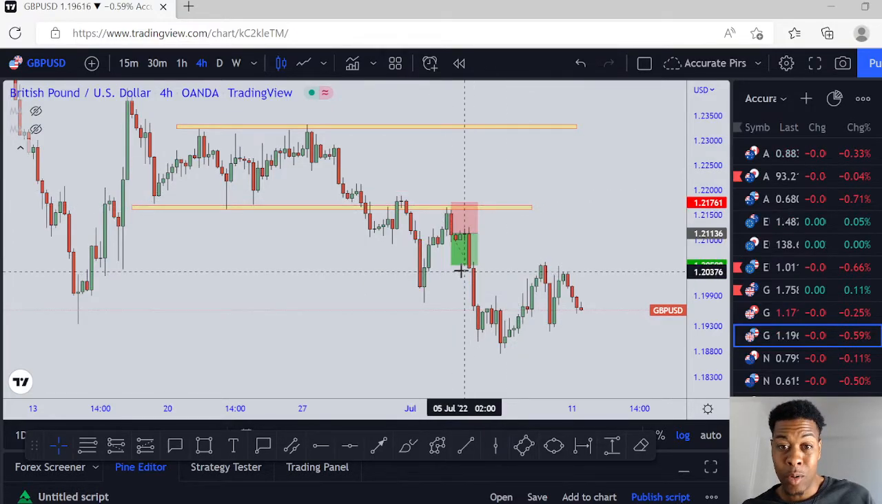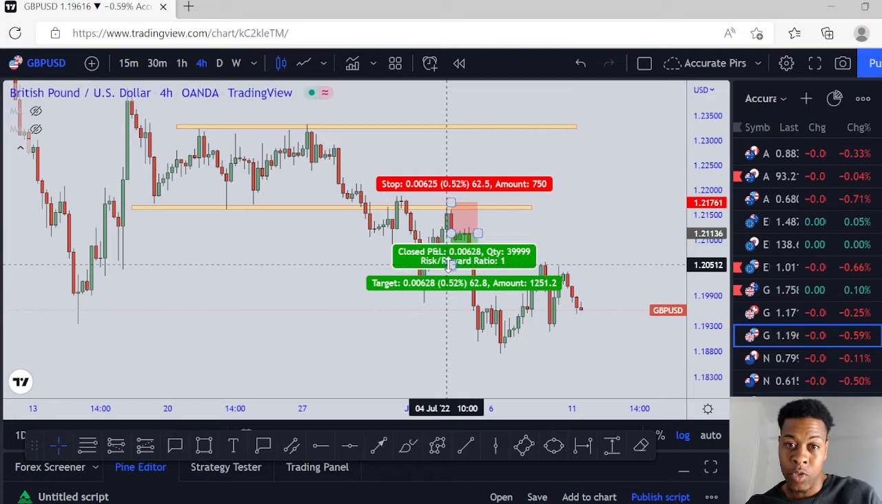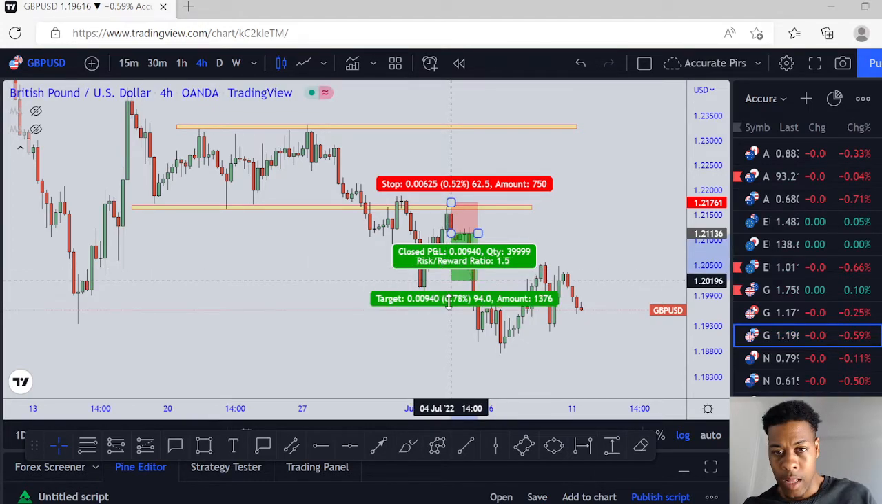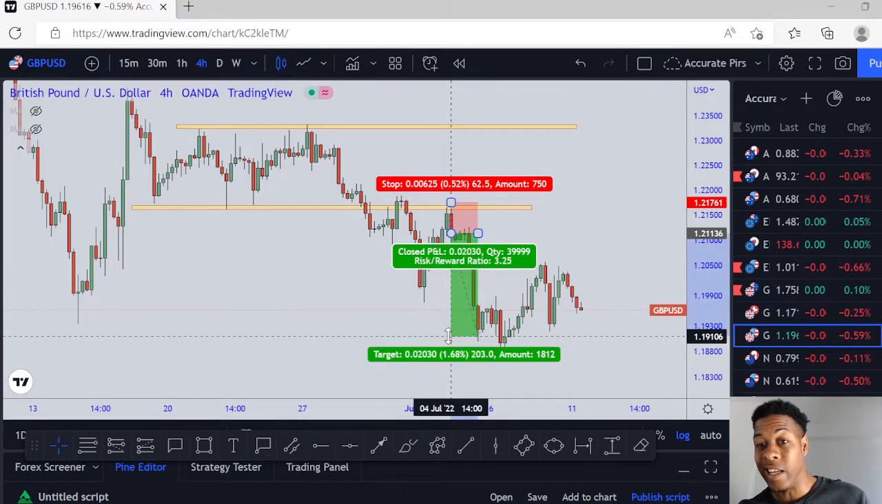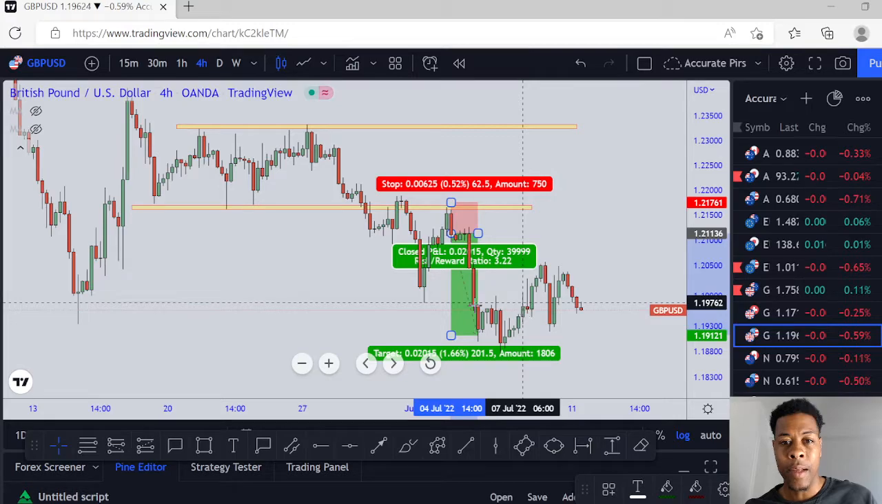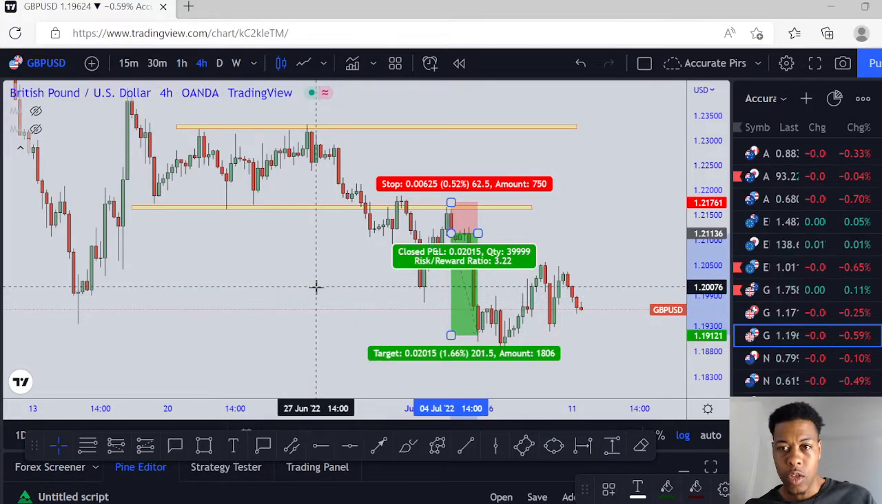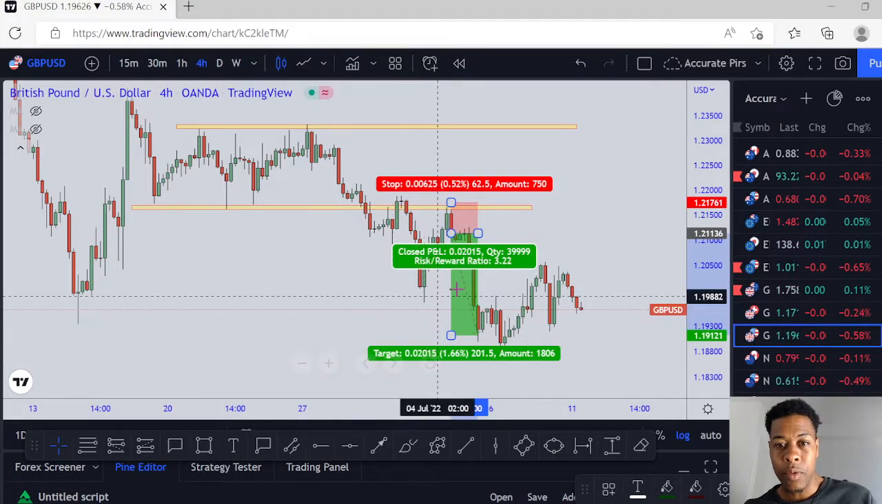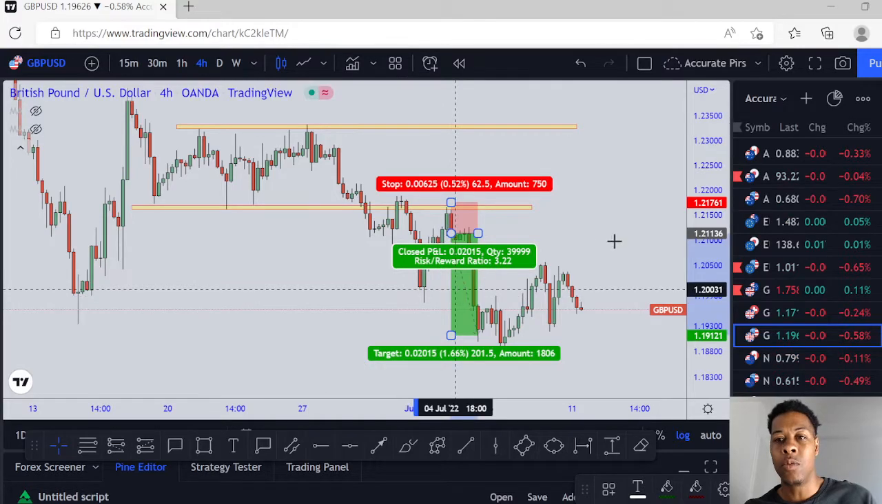This would have been quite a good trade to hold. If you held that trade, you could have gained easily 200 pips, and that would have been a nice trade to hold right there. So that's for GBP USD, just a quick recap of last week's trade.